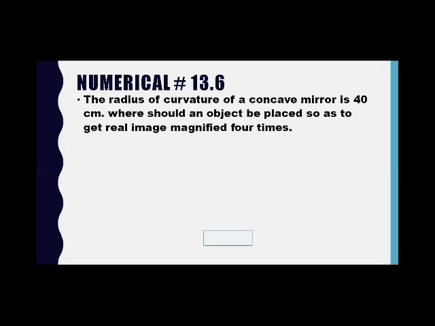Or in other words, we can say focal length is half of the radius of curvature. Now, in the given data, we have first the radius of curvature, which is represented by the small r, and that is equal to 40 centimeter.